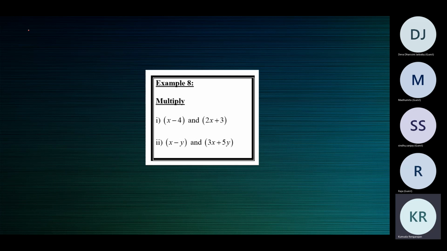These are the identities which we are going to learn. Now just tell me the product. What is A plus B into A plus B? What's the answer? Tell me the product.